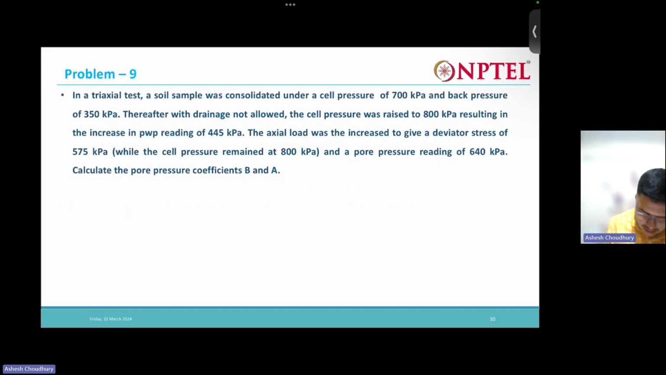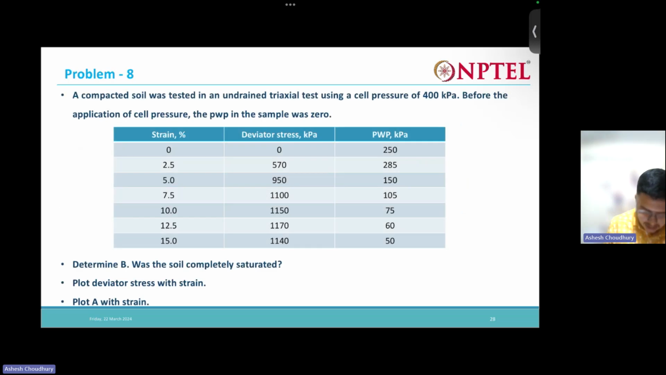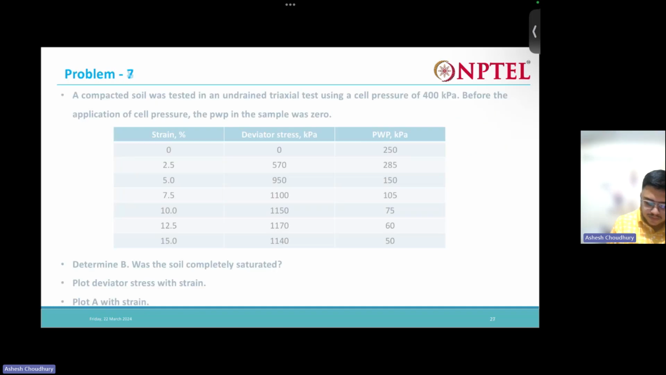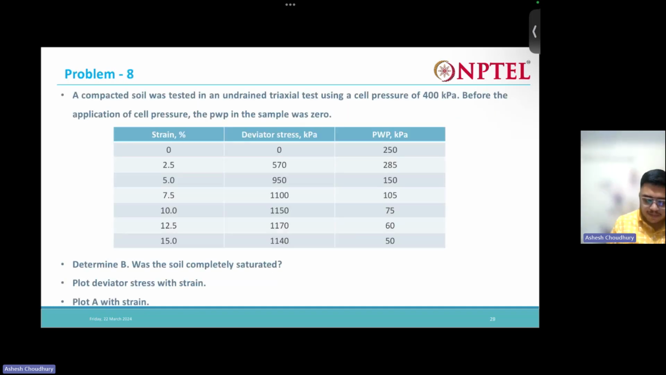Okay. So let us see where is the problem. Yeah, this problem, right? A compacted soil was tested in an undrained triaxial test using a cell pressure of 400 kPa. Before the application of cell pressure, the pore water pressure in the sample was 0. Okay. So as strain increases, the deviatoric stress is increasing obviously, and you are seeing that pore water pressure is getting reduced.